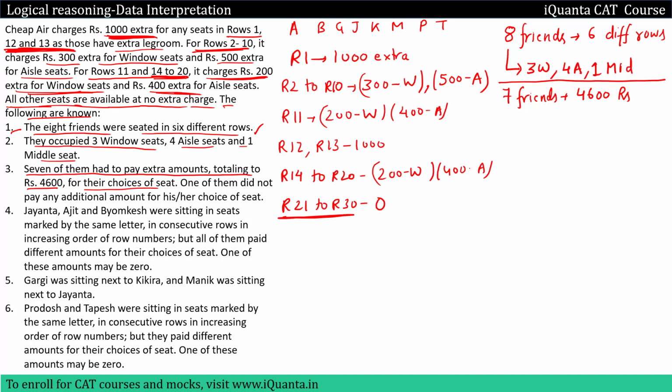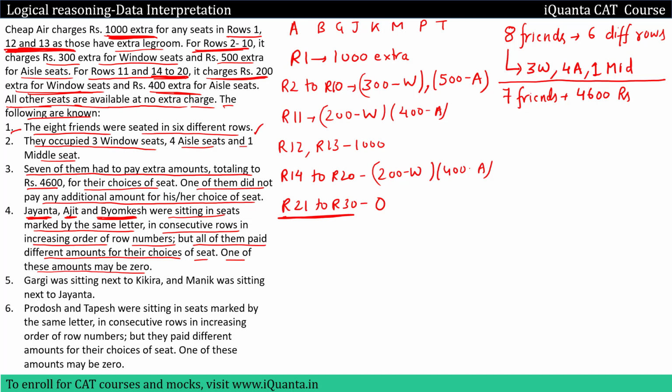After that, one of them did not pay any additional amount for his or her choice of seat, so that is clear. After that, Jayanta, Ajit and Byomkesh were sitting in seats marked by the same letter in consecutive rows in increasing order of row numbers, but all of them paid different amounts for their choices of seat. One of these amounts may be 0. Now we are talking about the seats that these people can occupy. So J, A, B, they will sit in consecutive rows in increasing order. So Jayanta will have a lower row number than Ajit. Ajit will have a lower row number than Byomkesh.